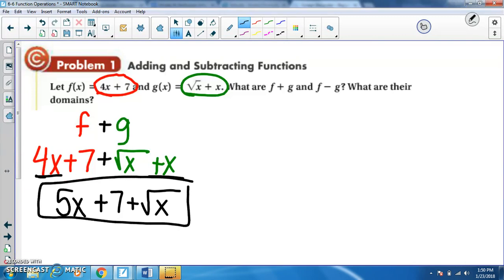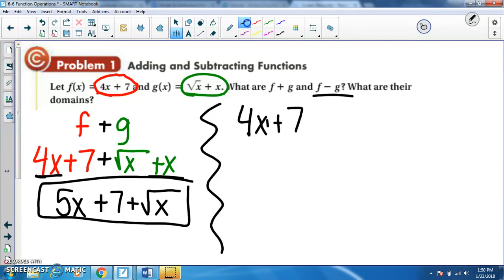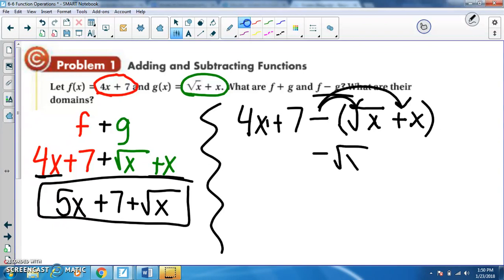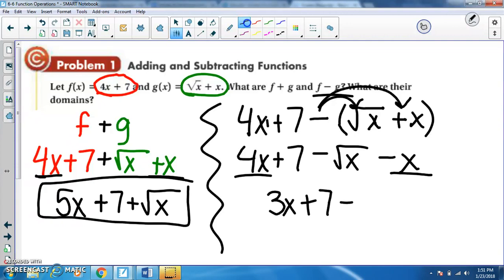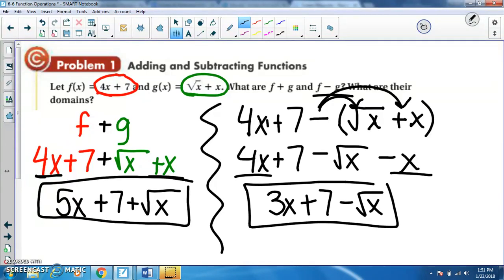f minus g, when we are doing subtraction, we need to be able to distribute our negatives. So f, once again, is 4x plus 7 minus, I'm going to put parentheses because I need to subtract all of g, which means I need to distribute this negative. So this is minus the square root of x minus x. And now I combine like terms. 4x minus x is 3x plus 7 minus the square root of x.